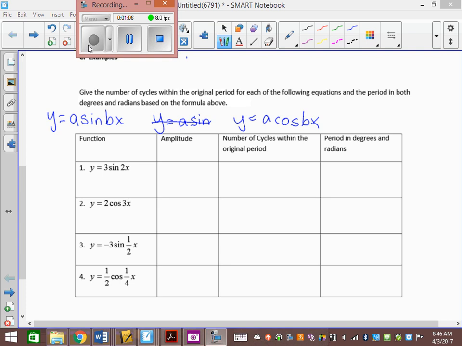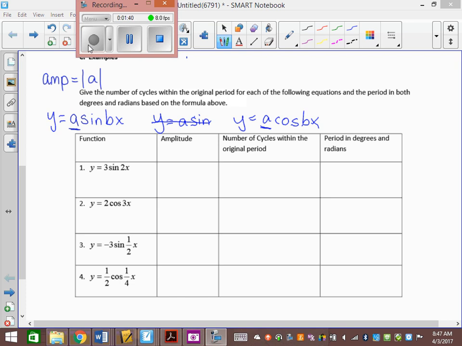The a value here can be positive or negative. It's a vertical stretch, or it could be a reflection in the x-axis. But our amplitude is the absolute value of a. Our amplitude is always positive. It's a distance. So if you're given an equation, the amplitude is very easy to find. The amplitude is just the absolute value of a, because remember, amplitude is always positive.